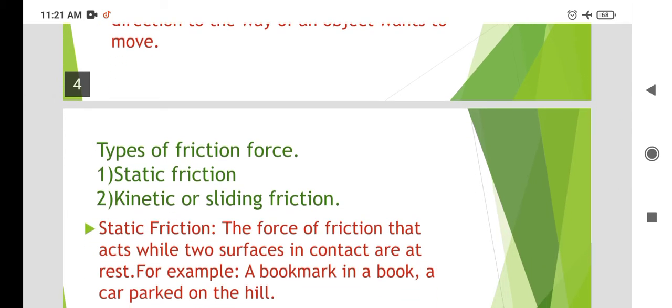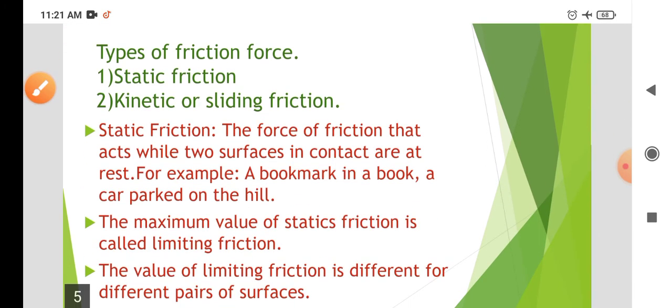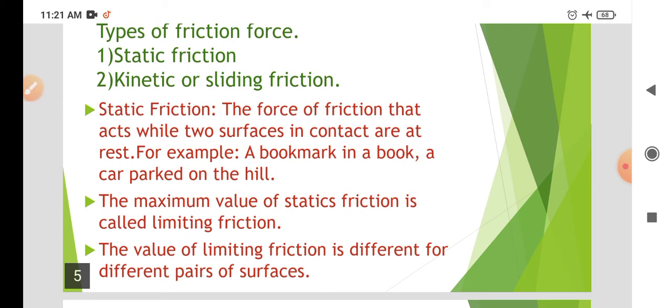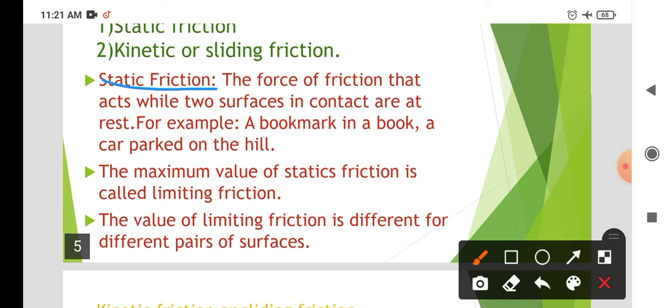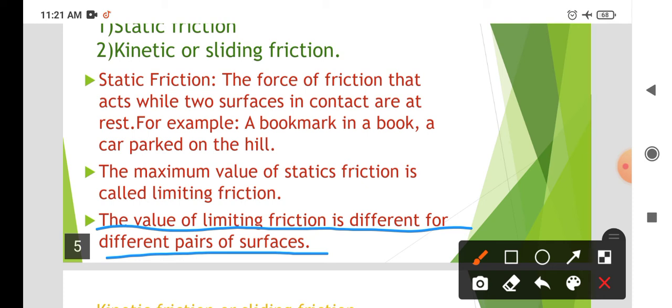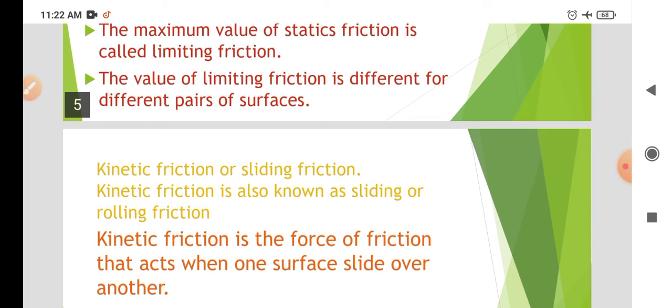Next, types of friction force. First, static friction. Second, kinetic or sliding friction. Static friction is the force of friction that acts while two surfaces in contact are at rest. For example, a bookmark in a book, a car parked on a hill. The maximum value of static friction is called limiting friction. The value of limiting friction is different for different pairs of surfaces. If the surface is smooth, friction is less, and if the surface is rough, then friction is more.